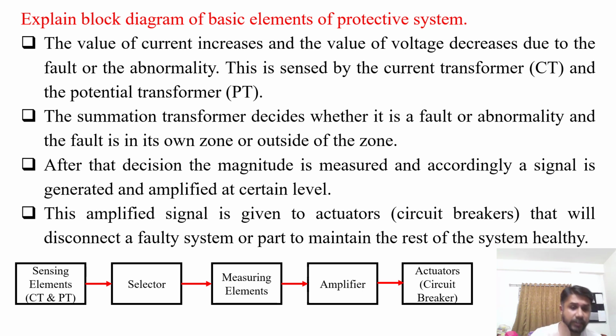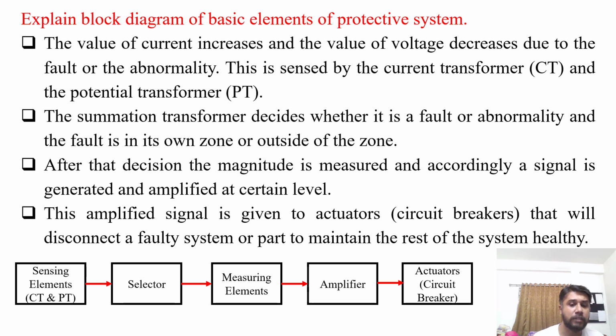Now the summation transformer decides whether it is a fault or an abnormality. It differentiates between these two, whether it is a temporary fault, that is an abnormality, or a permanent abnormality, that is a fault. And if it is a fault, then whether this fault is in zone or out of zone. The discrimination, selectivity, sensitivity, all the properties of the relaying system are important in this case.